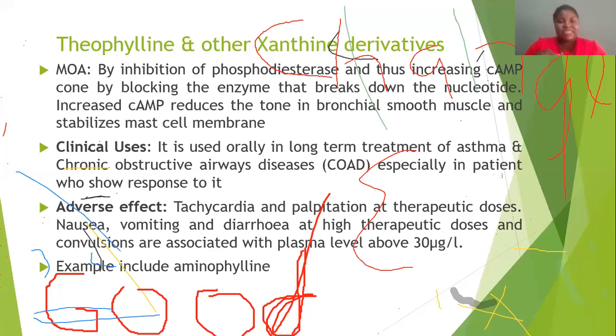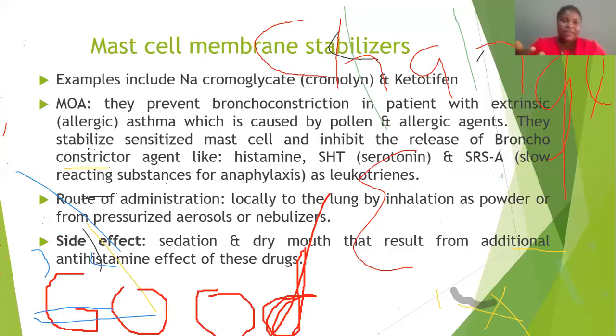That will take us to mast cell membrane stabilizers. Examples include ketotifen and sodium cromoglycate. They are not usually common, but I've come across ketotifen once. What is their mechanism of action? They prevent bronchoconstriction in patients with extrinsic allergy, that is, people with allergic asthma, which can be caused by pollen and other allergic agents. They stabilize sensitized mast cells and inhibit the release of bronchoconstrictor agents like histamine, serotonin, and leukotrienes. These drugs are administered locally to the lungs, either by inhalation as powder or from a pressurized aerosol or nebulizers. Part of their side effects is sedation and dry mouth that result from an additional antihistamine effect of these drugs.